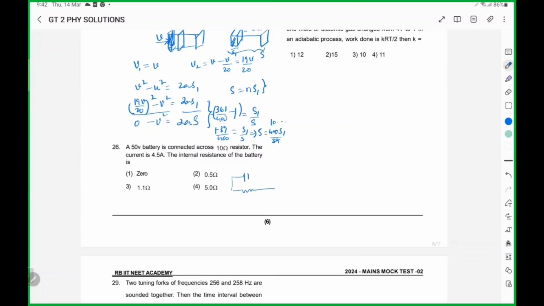A 50-volt battery is connected across a 10 ohm resistor. The battery has its own internal resistance. So the potential at A is VA. If you take the loop like this, negative to positive, plus 50, so minus 10I minus RI, where I is the current that passes through it.